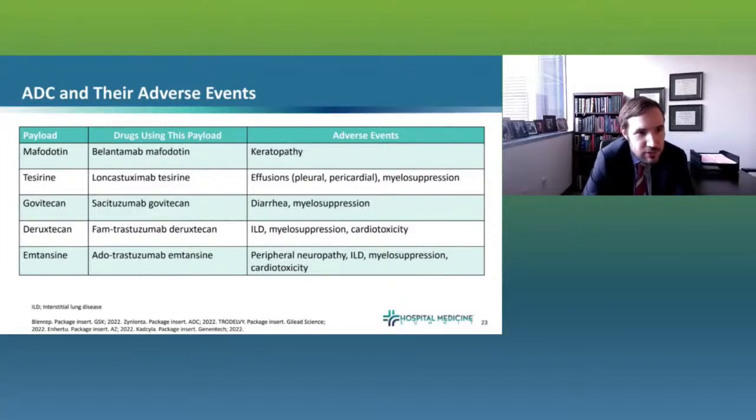Even more of a list here, don't have to commit all this to memory, but for example, the one at the top, belantamab mafodotin, we give that for multiple myeloma, and every single patient that gets that drug goes to see an ophthalmologist before they get it, and they get regular ophthalmology exams because the keratopathy is so common. That one really stands out.